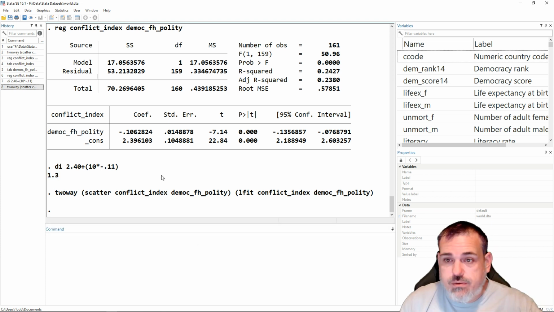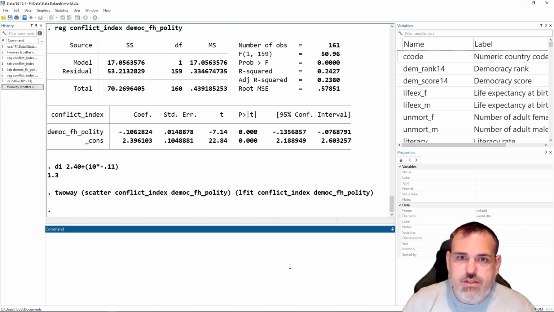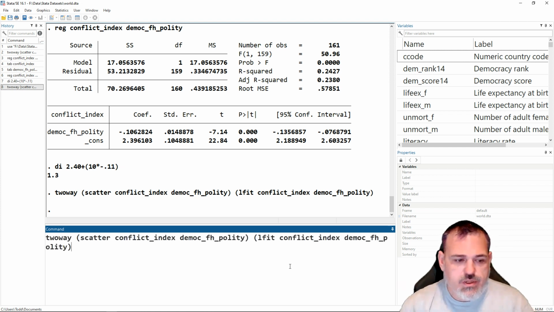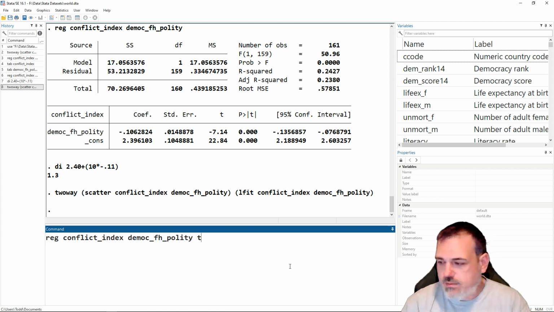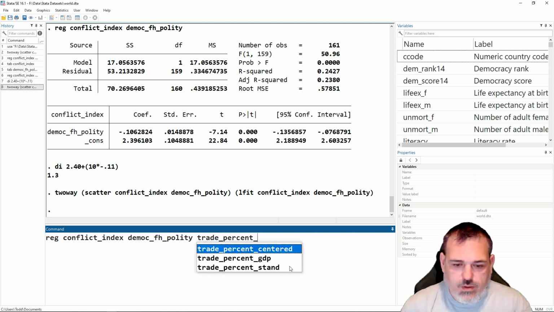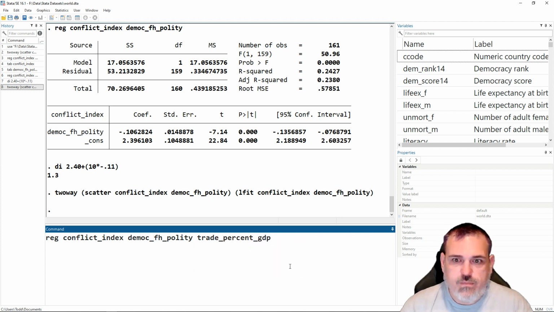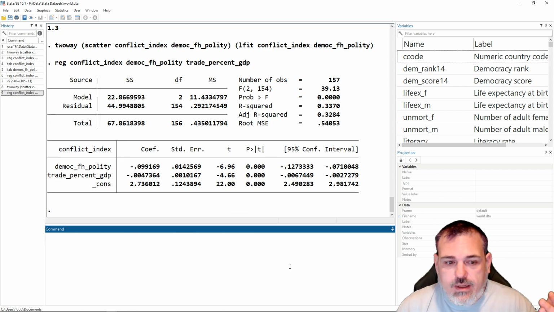Adding on to the two-variable regression, adding a control variable is actually very easy. The variable that we're going to add in this context is trade percent GDP. So we're just going to page up to this, and we're going to add trade percent GDP. As you can see, the command hasn't changed at all. And the important part is the interpretation absolutely doesn't change at all.